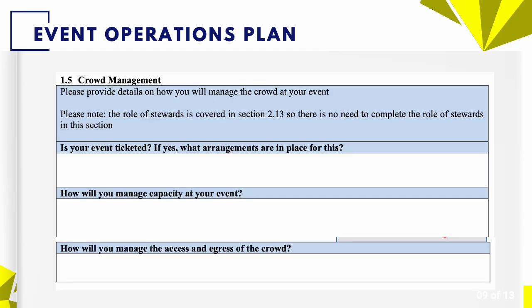And we have 1.5, crowd management. So please provide details on how you will manage the crowd at your event. Please note that the role of stewards is covered in section 2.13, so there is no need to complete the role of stewards in this section. Is your event ticketed? If yes, what arrangements are in place for this? How will you manage capacity at your event? And how will you manage the access and egress of the crowd if there are many of you? So you also have crowd management, like the barriers at events, so that people with no business at the event won't barge in.